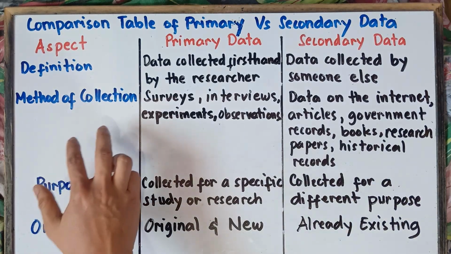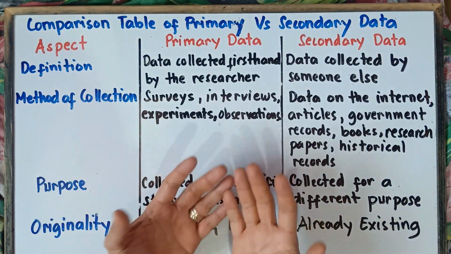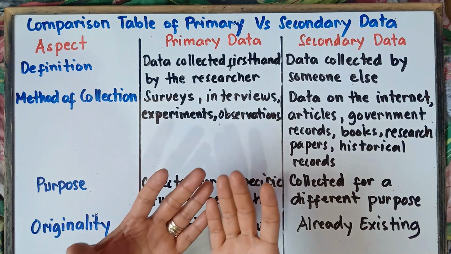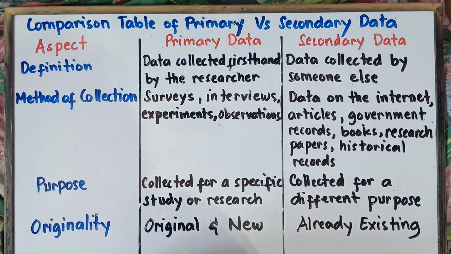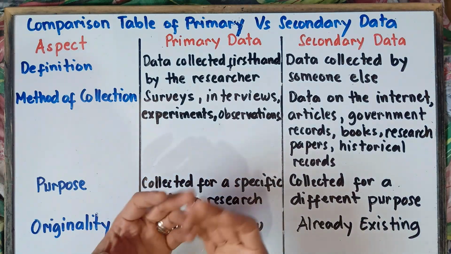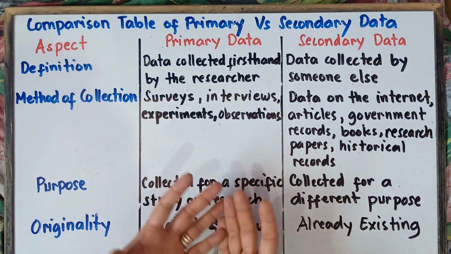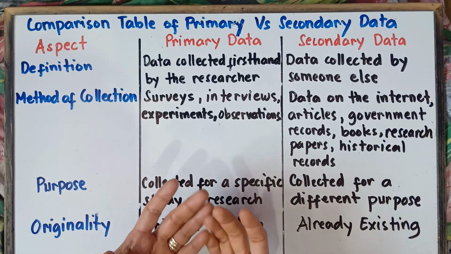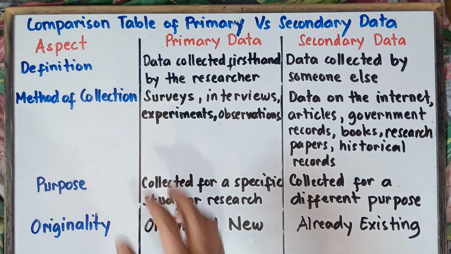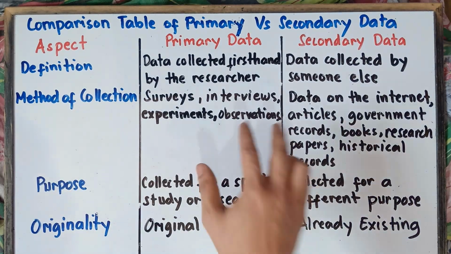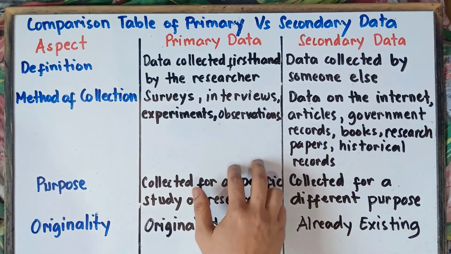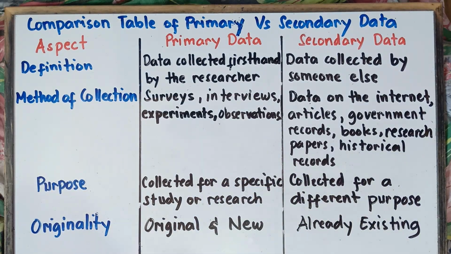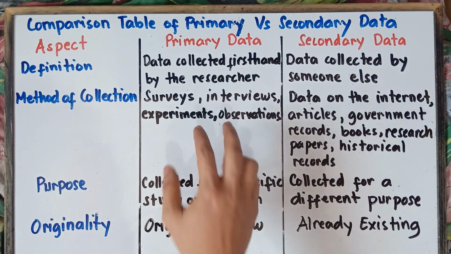Now, for the method of collection, class, if you want to gather new data, for example, you are the researcher and you want to gather primary data, original data, you need to have surveys, or you can have interviews, you can conduct experiments and observations. Those data that you gather as the researcher, you call primary data.